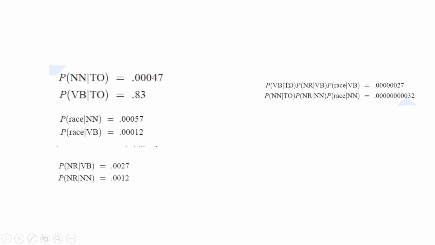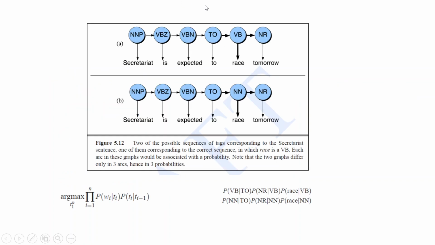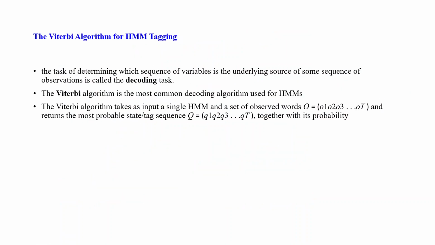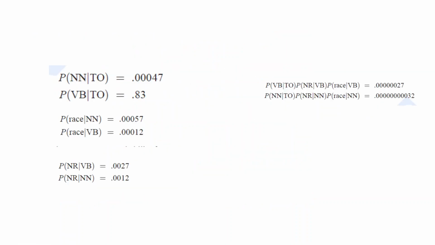Then you multiply them together and you can see that for the verb case, the value is greater than the case of noun. So we decide that the first sequence is the actual sequence of tags corresponding to this particular word sequence. So this is how we go about calculating.